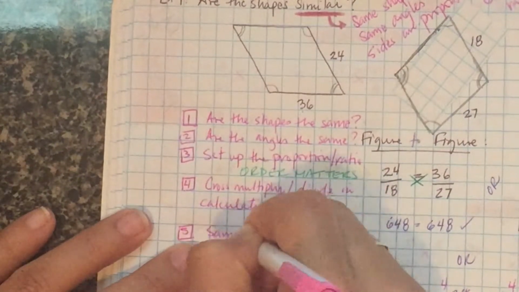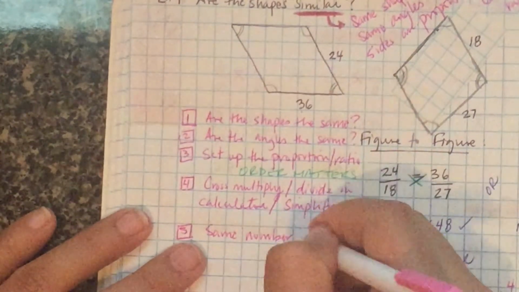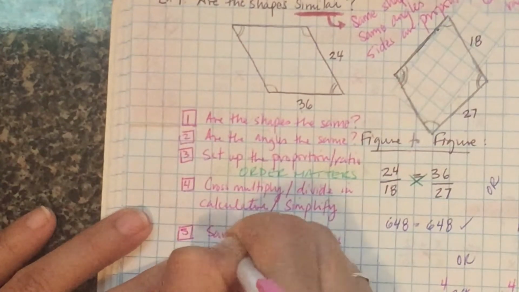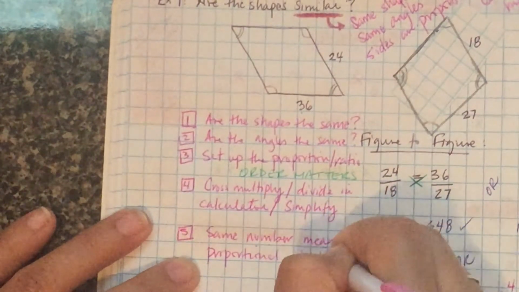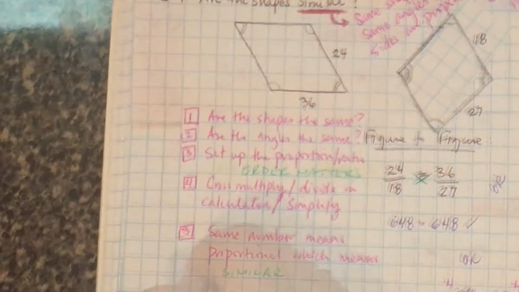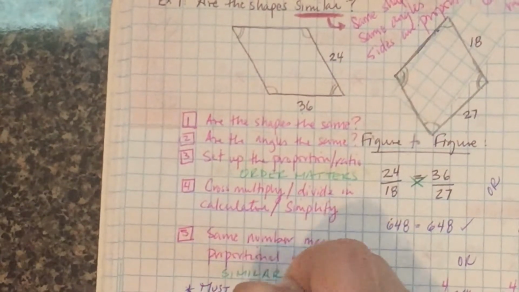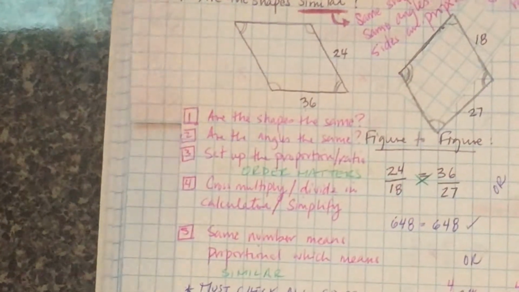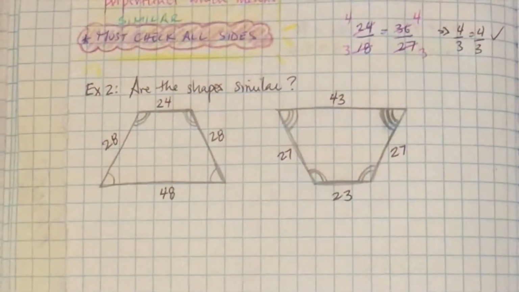Number 5, the same number means proportional, which means similar. So if you get the same number equals the same number, it means proportional, which means similar. And very, very, very important, you must check all sides. I know you can't see that, but it's must check all sides.